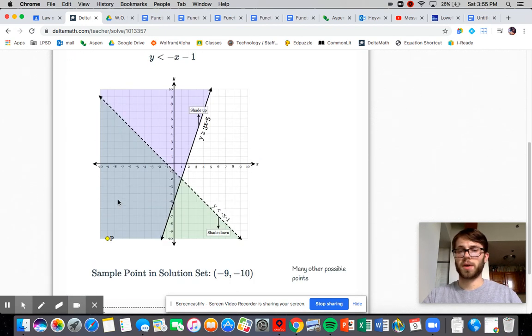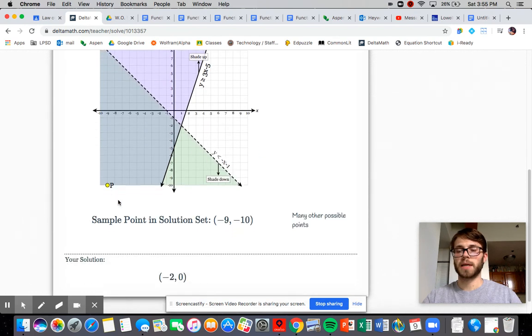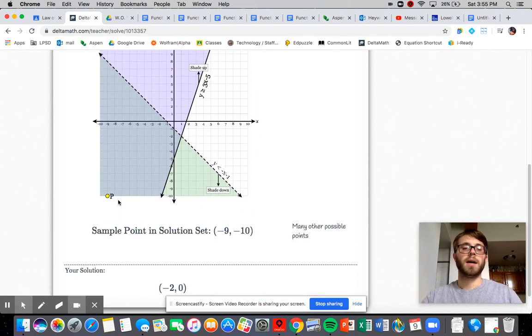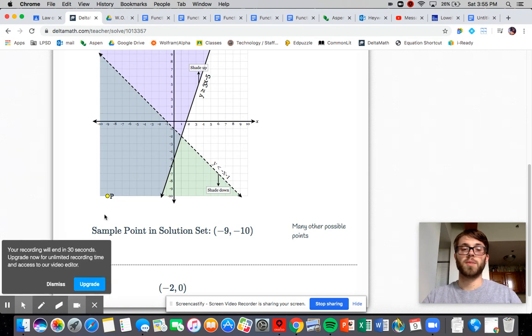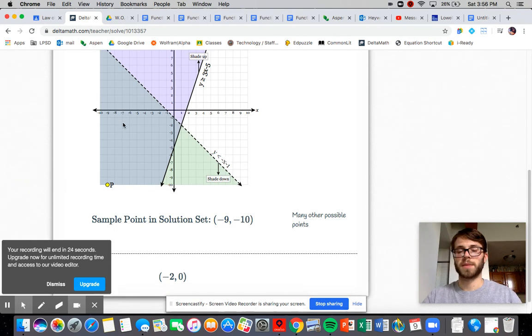And also make sure you are on the correct line when you are shading, because that happens more often than not. And then finally, if there's an error with the point, make sure that you didn't accidentally type it in wrong or switch the x and the y or something like that.